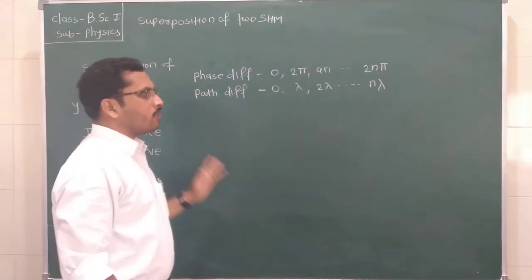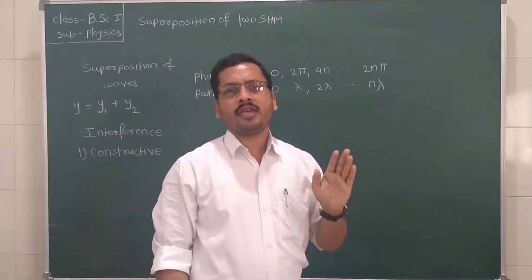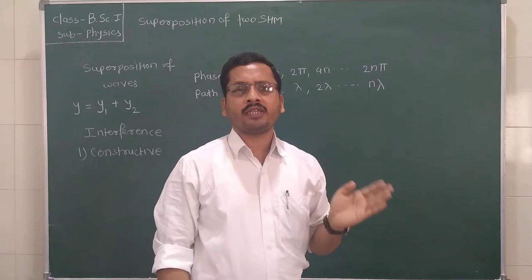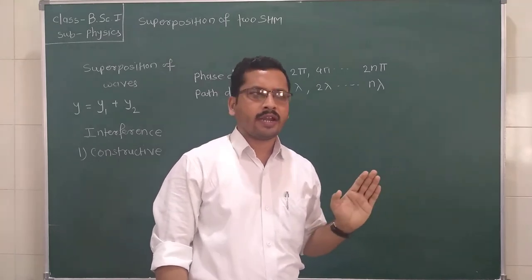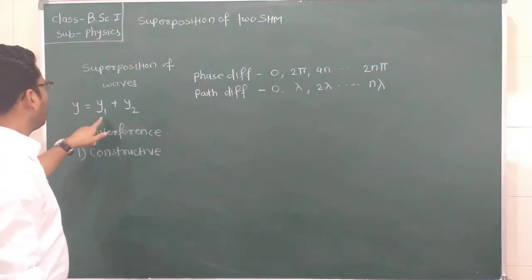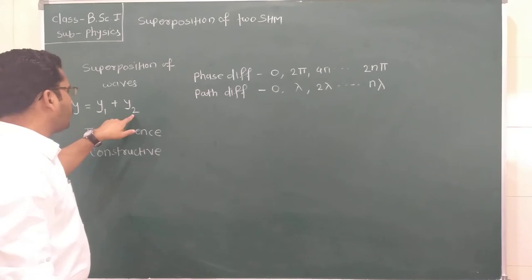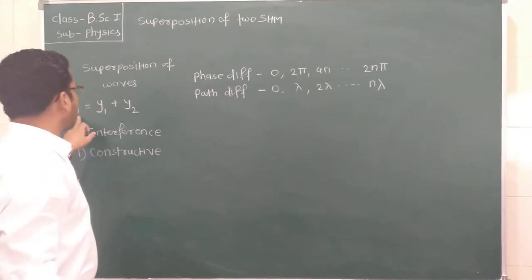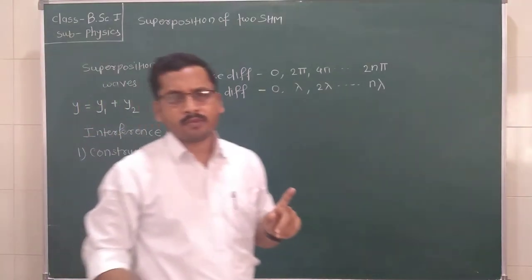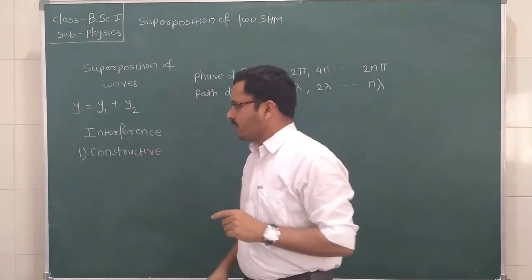When constructive interference takes place, there is an increase in the intensity or an increase in the displacement. So we can write, if the displacement due to a single SHM is y1 and due to the second is y2, then the sum is y1 plus y2. This is called constructive interference.